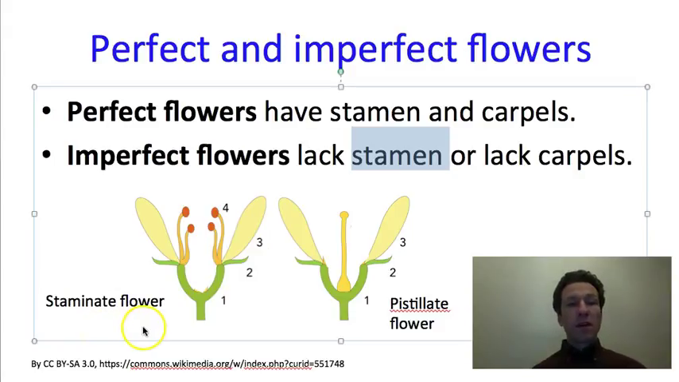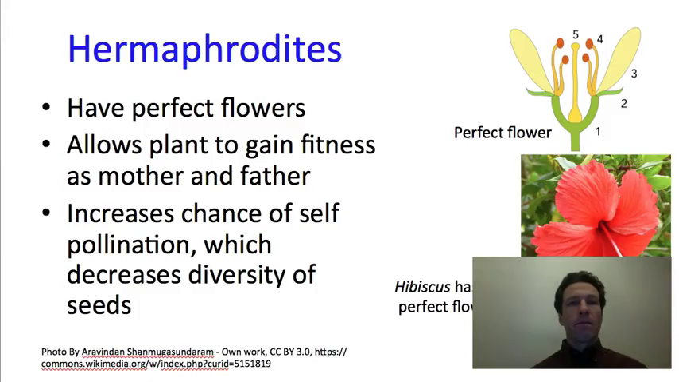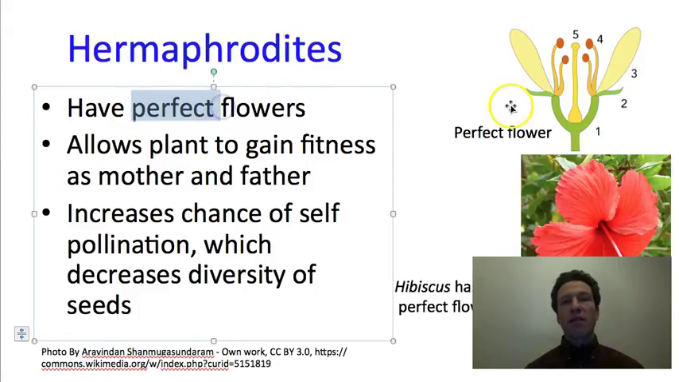We will refer to the flowers lacking a pistil as staminate flowers because they have their stamen. We will refer to the flowers lacking stamen as pistillate flowers because they have the pistil. Remember, the pistil is just one or more carpels combined together. With that background, we can now talk about some different organizations. Hermaphrodites are the easiest. Hermaphrodites are plants that have perfect flowers. So all of the flowers have both the pistil and the stamen.